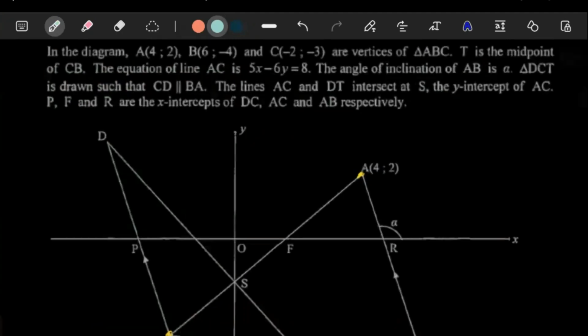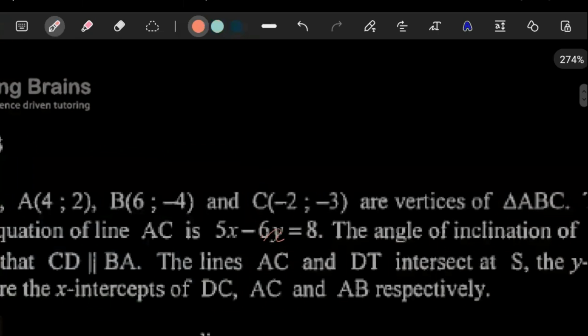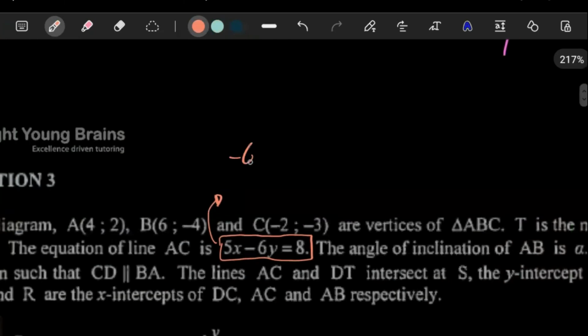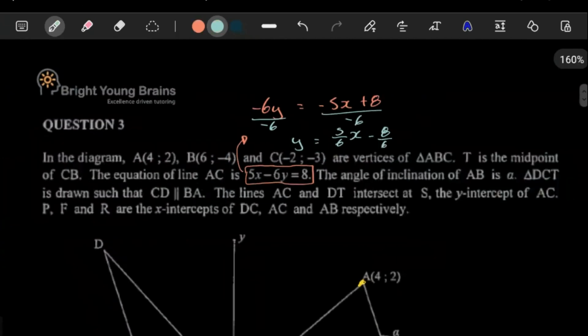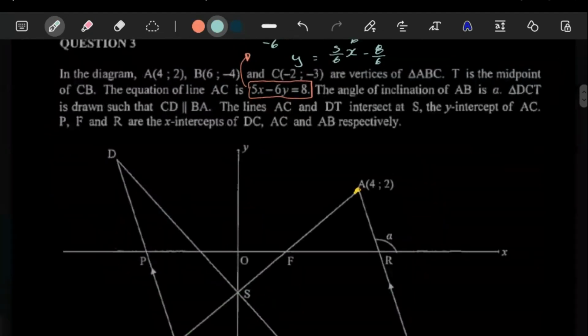is this. So one thing you want to do immediately is take this equation and write it in standard form. So here you're going to have minus 6y equal to negative 5x plus 8. You're going to divide everything by negative 6. You're going to have y is equal to 5 over 6 x minus, and 2 goes into each of them. If you simplify, this is what you're going to have as your equation of this straight line.